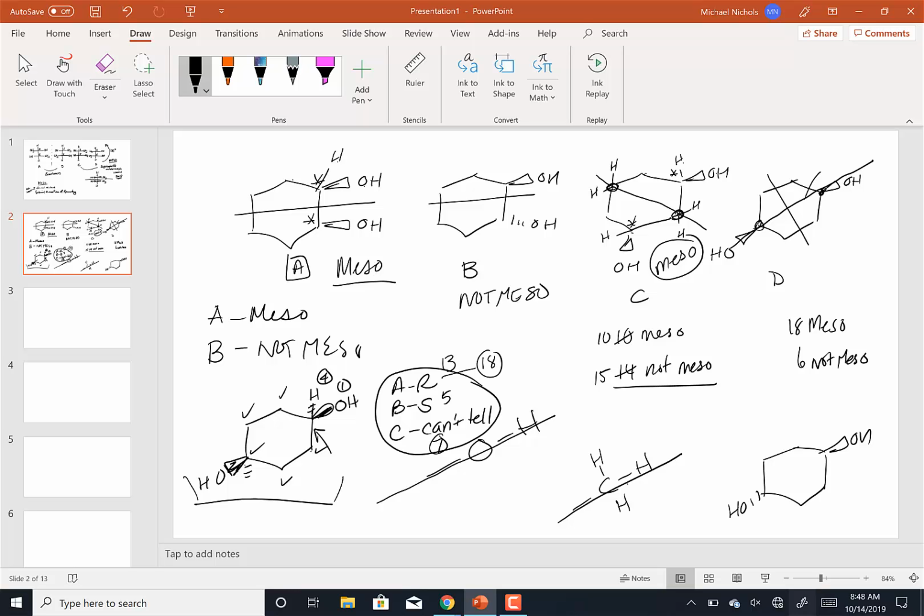No, because it fails both tests. Well, actually, it doesn't fail the one test. It does have a mirror plane of symmetry, and the mirror plane does cut the molecule in half, but it has no chiral centers still. Okay. Yes. Hold on.